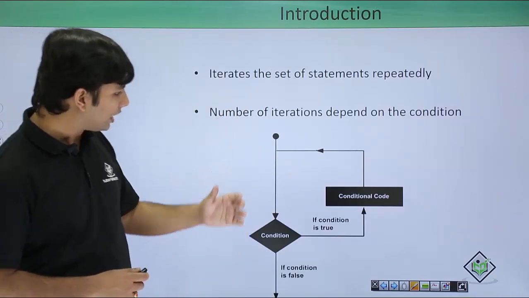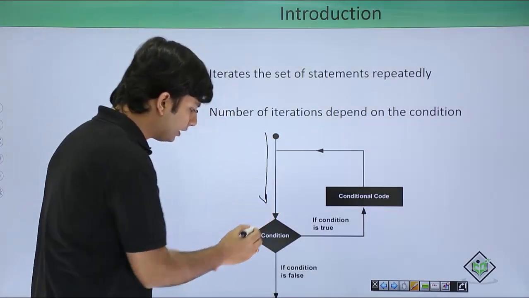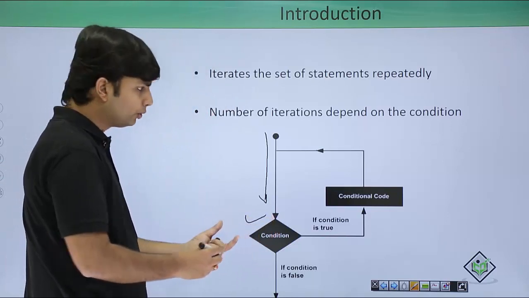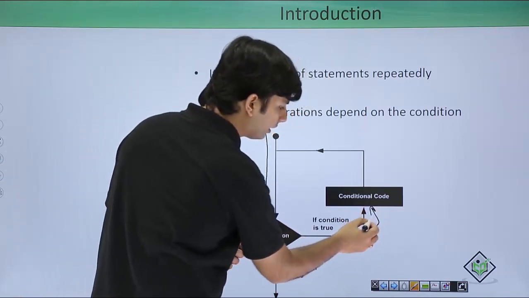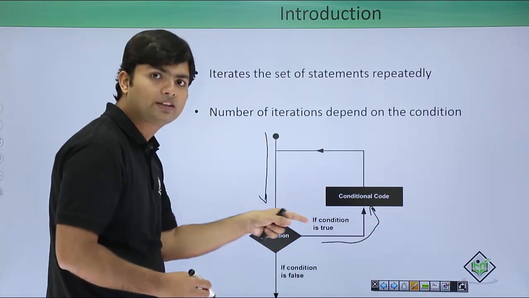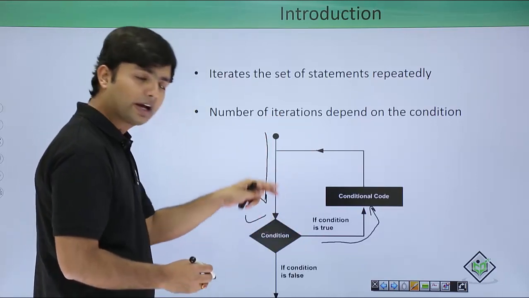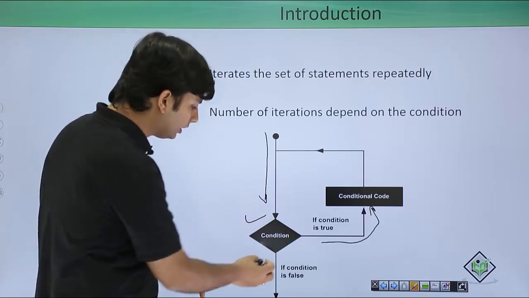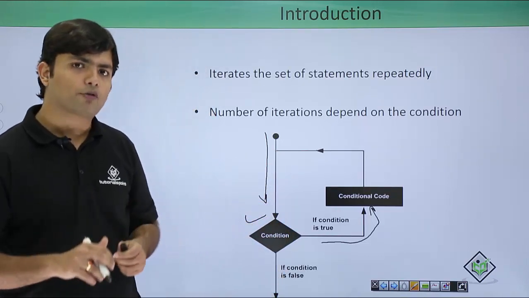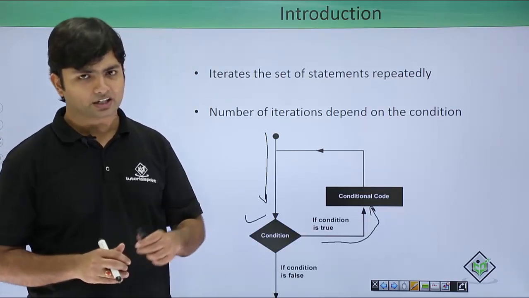As you can see in the flowchart, first the flow will come and check the condition. If it returns true, then we will repeat this particular set of statements, and we will keep on doing that until the condition gives us false. As soon as the condition is false, this loop will be terminated. So the number of iterations of a particular loop depends on the given condition.